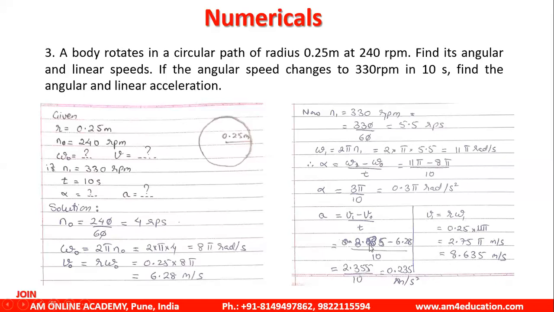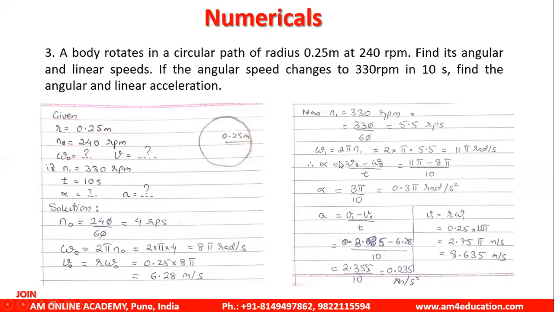It's 8.635 minus 6.28 upon 10. That comes out to be 2.355 upon 10. And the final answer is 0.2355 meter per second square. So this is the linear acceleration.